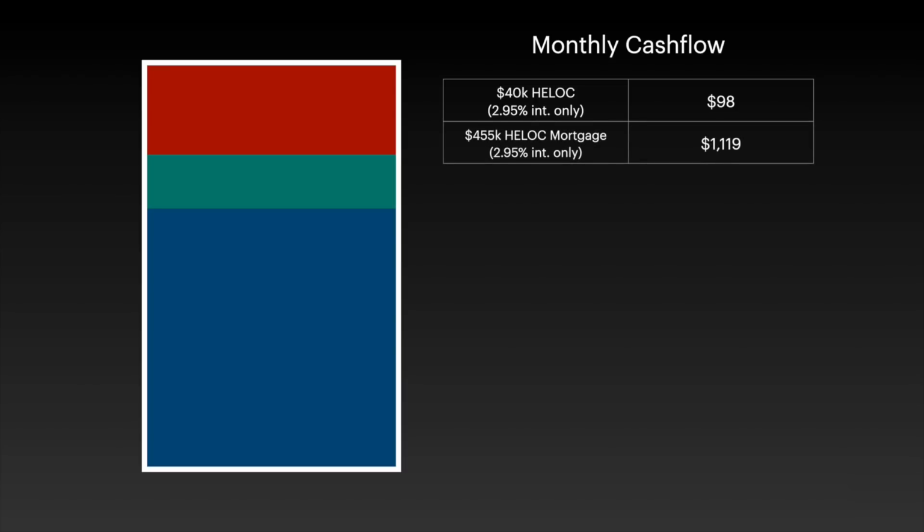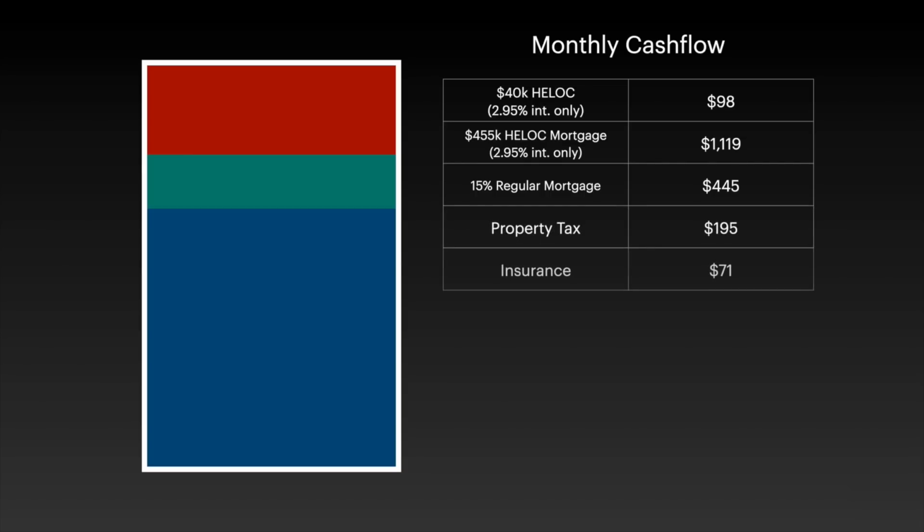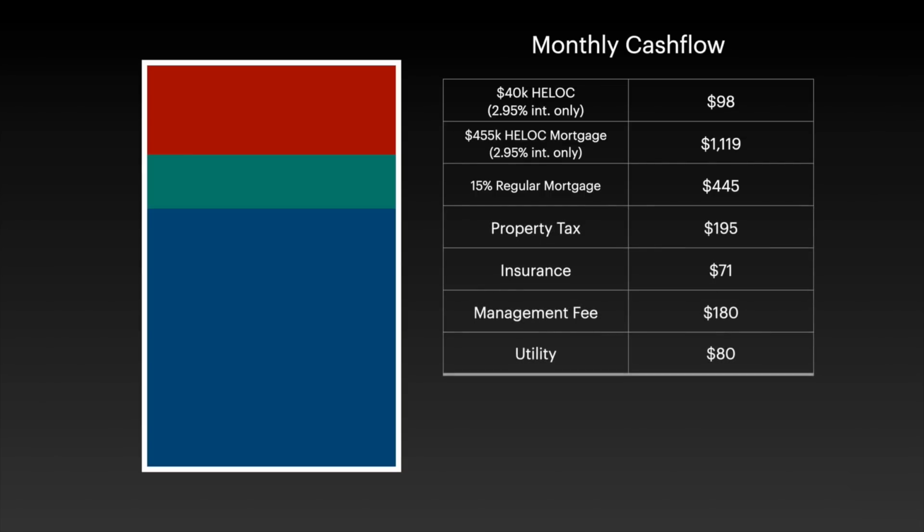For the 40k equity from home, she's still going to pay $98 like before. For the 65% of the house, which is a HELOC mortgage, she's going to borrow $455,000 here at prime plus 0.5%, which is 2.95%, and pay interest only. So her monthly interest payment would be $1,119. And she also has 15% of the house as a regular mortgage, same as before, and her payment would be $445. Now she's still going to have the same property tax, insurance, property management fee, utility.